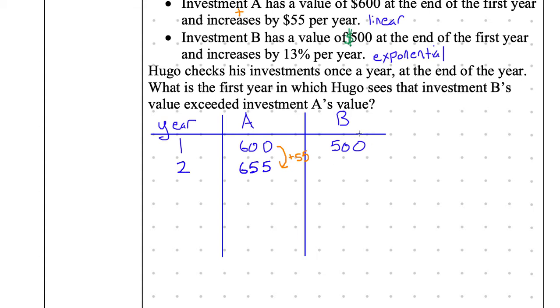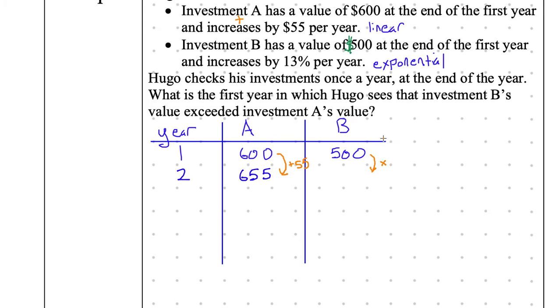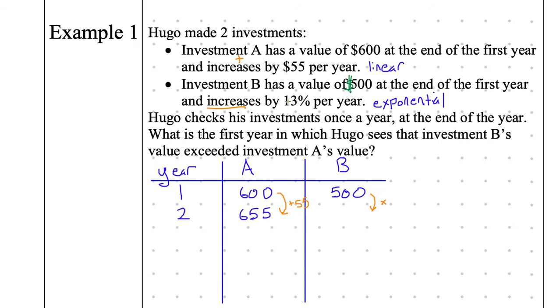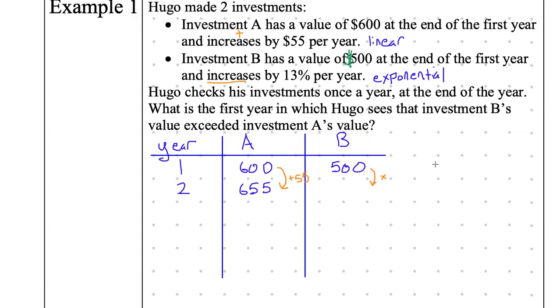What about what's happening with B? B is going to be multiplying by something because that's exponential, so times something. But what is that something that I multiply by? It increases by 13%. So we do have to do a bit of scratch work. If you make your table the entire size of your notes, you can do it off to the side here. I do have this room over here, so I'm going to use it.